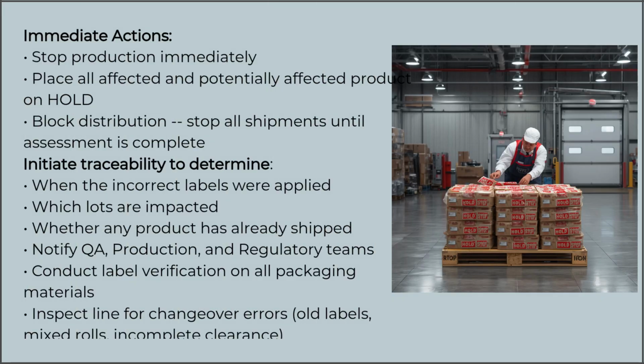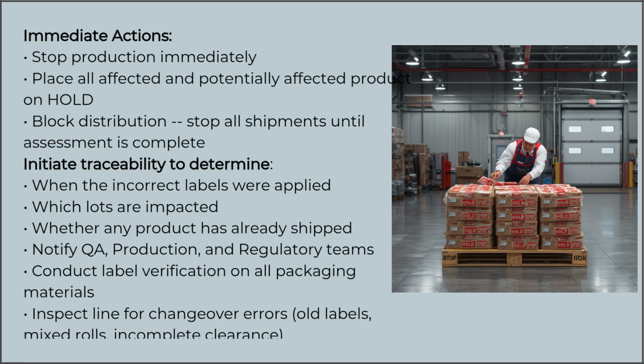Let us review the immediate actions required when an undeclared allergen incident is discovered. In this case, a product containing egg was incorrectly labeled as no egg, which is a high-risk food safety failure. The first step is to stop production and place all affected product on hold. Distribution must be blocked, and a full traceability check is started to determine which lots were impacted and whether any product has already shipped. The QA and production teams verify all labels, inspect the line for changeover errors, and document the deviation.